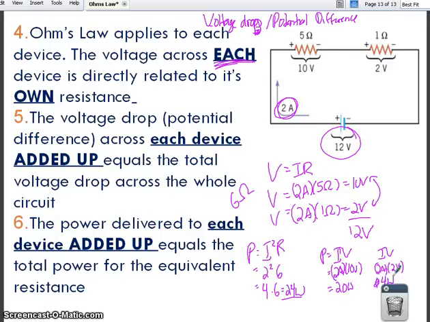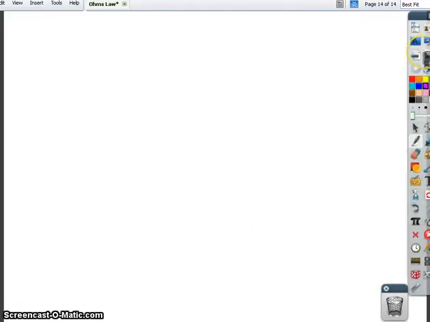So notice when I take my total resistance and my total current, I found 24 watts for the whole circuit. And then when I did power for each one, notice I was using the voltage for each one, not the total. For each one, I got 20 watts and 4 watts. So these are the 6 basic rules for series circuits. I'm going to do this whole thing again with a different circuit just for practice, okay? So let's draw a circuit here.